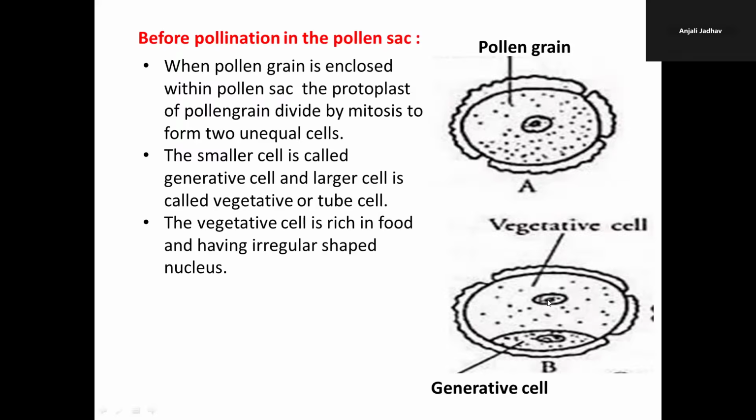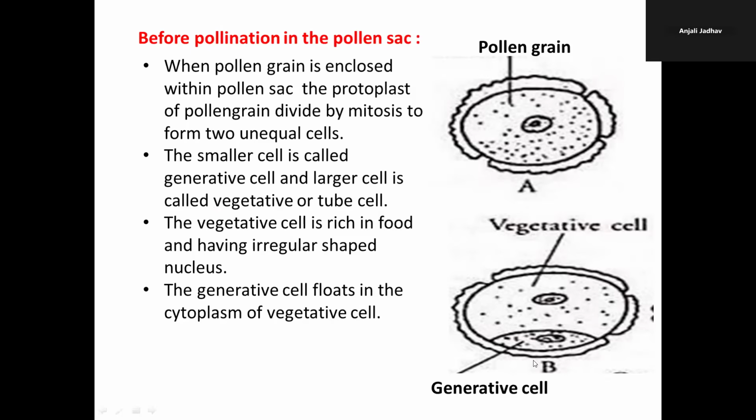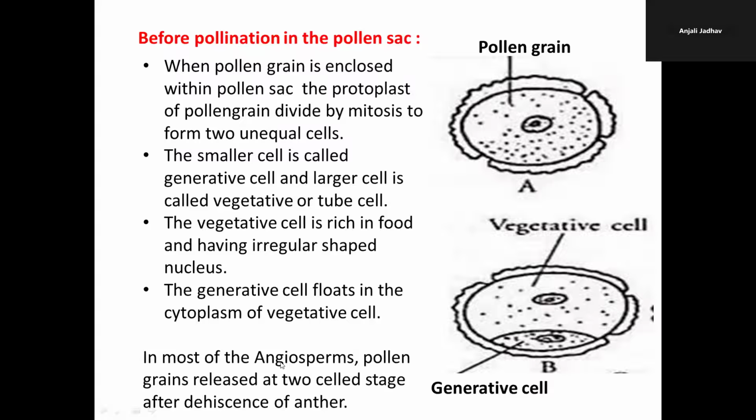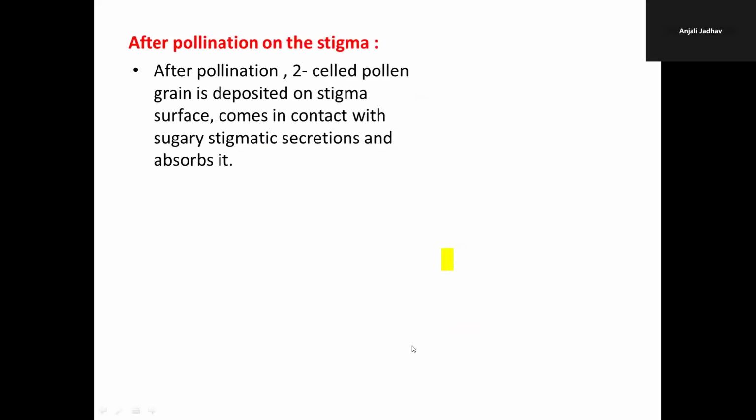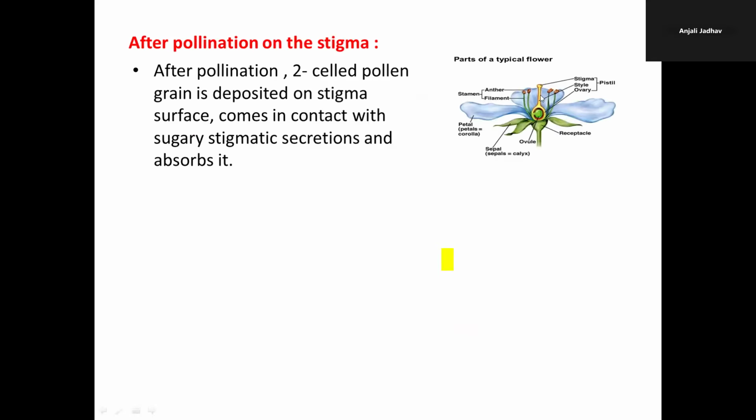Vegetative cell is rich in food and has an irregular shaped nucleus. Generative cell floats in the cytoplasm of vegetative cell. In most of the angiosperms, pollen grains are released at two-celled stage after dehiscence of anther. And in this two-celled stage, pollination takes place. That means pollen grain will go on the surface of the stigma.